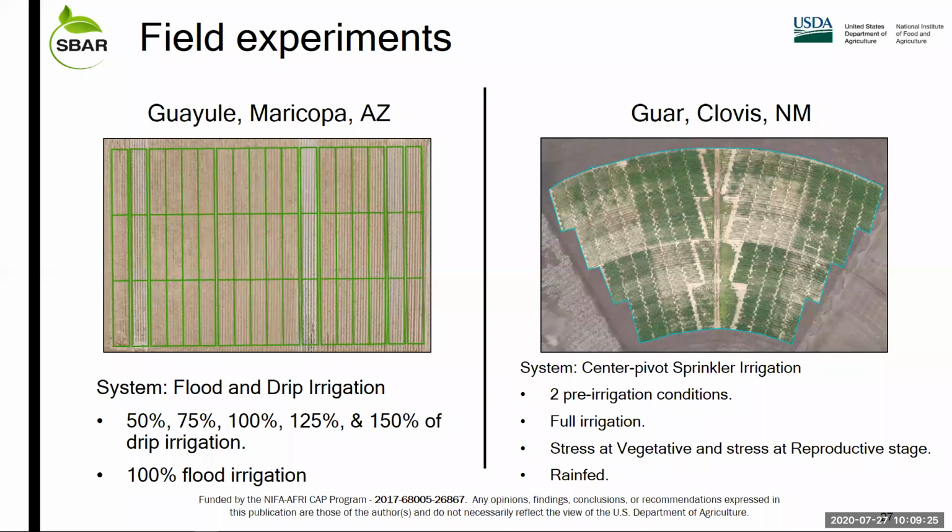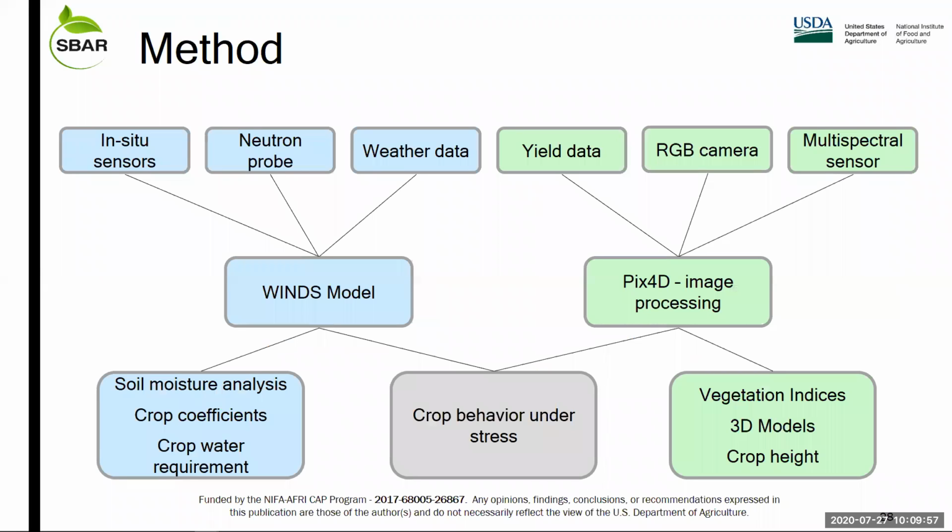We had 2 initial conditions: one was pre-irrigation and the other was no pre-irrigation, which means water was not given to the plant before sowing. Then we have 4 in-season treatments, starting from full irrigation. Then we stressed the crop at 2 different stages: the early, vegetative stage, and the reproductive stage. The 4th one was rain-fed, where no irrigation was given.